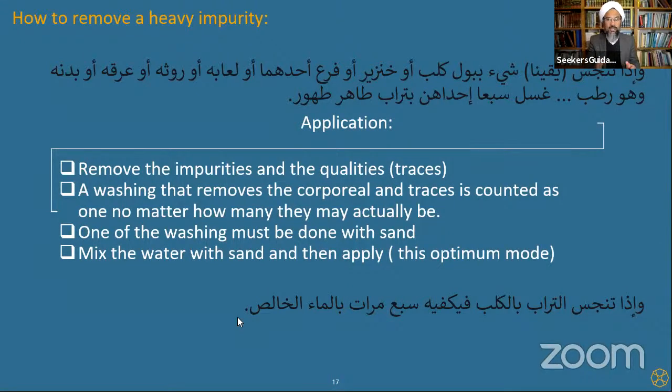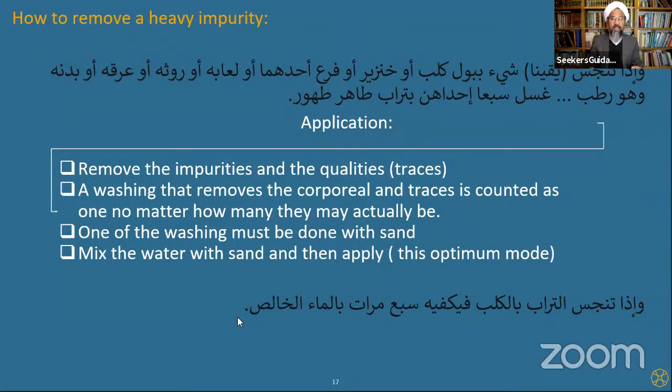If this happens, now anything related to a dog and a pig is considered to be impure, and the level of impurity is deemed as a heavy impurity. And this is reflected in the manner of purifying it. So if you are afflicted by any of the above, it must be washed 7 times, one of them with sand. Once it must be washed with sand that is clean in and of itself and has the properties of purifying.